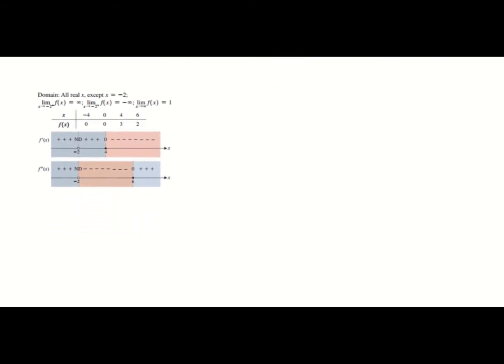Okay, so now I have domain all reals except at -2. So either -2 will be a hole or an asymptote. So let's take a look at what's going to happen here. I have the limit as x approaches -2 from the left is equal to infinity. And as it approaches -2 from the right, it's -infinity. So that's going to be a vertical asymptote.